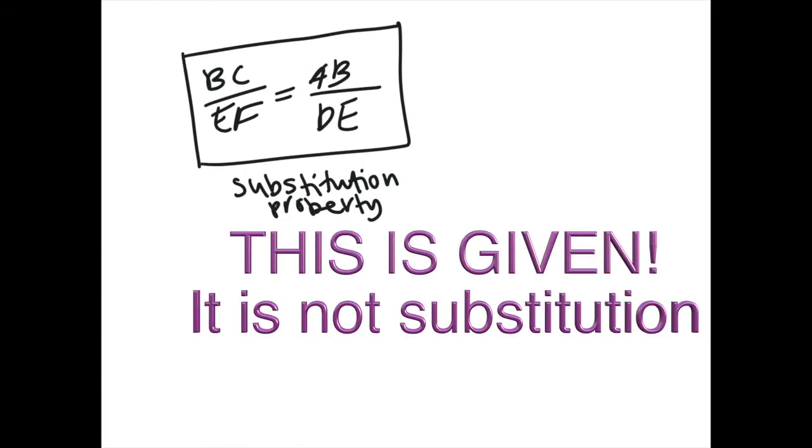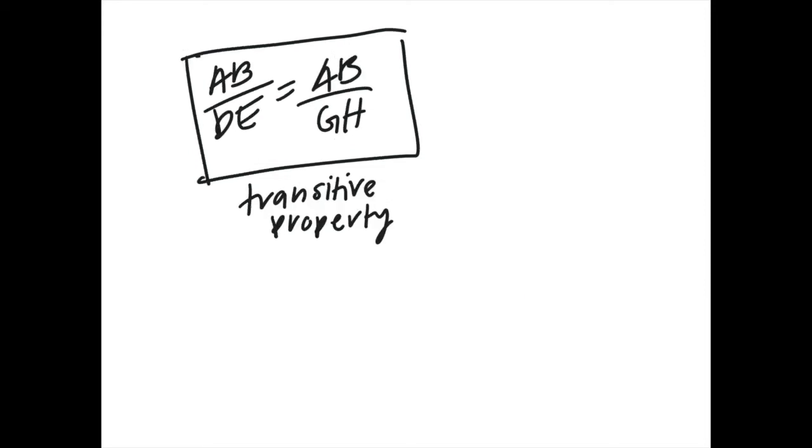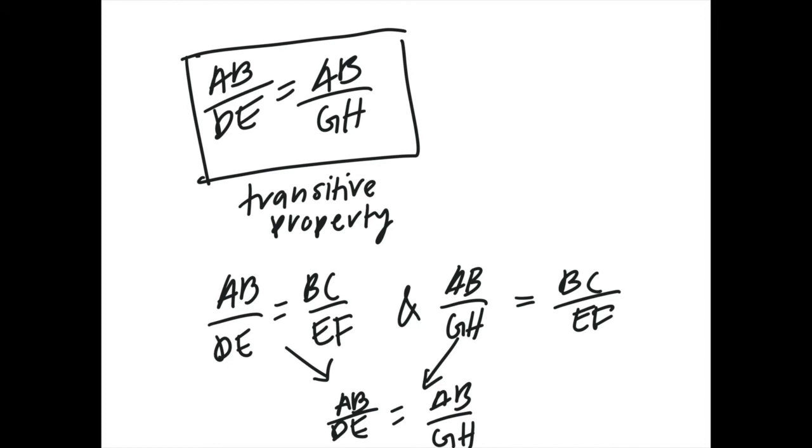The next step is take the given information of AB over DE equals BC over EF equals CA over FD. Take all of that, boom, BC over EF is equal to AB over DE. And so now we're back where we were before. So we're going to take the transitive property because as you can see, the only difference here is the GH in the denominator and the DE in the denominator, which means that they can be set equal to each other using the transitive property. So we use the transitive property. We've got AB over DE equals AB over GH.